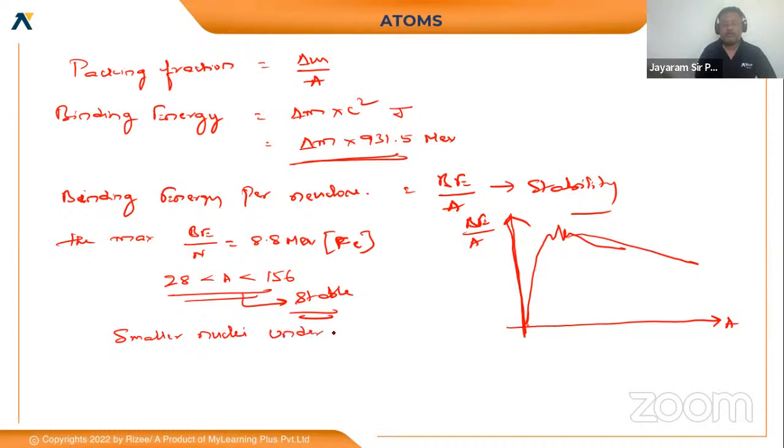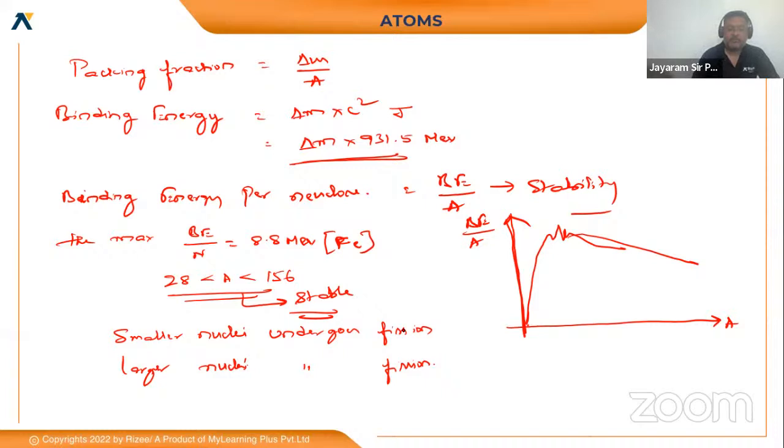The smaller nucleus undergoes fusion reaction, and the larger nucleus undergoes fission. Right? So fission and fusion are responsible for acquiring the stability. So on losing them, they acquire the stability conditions.